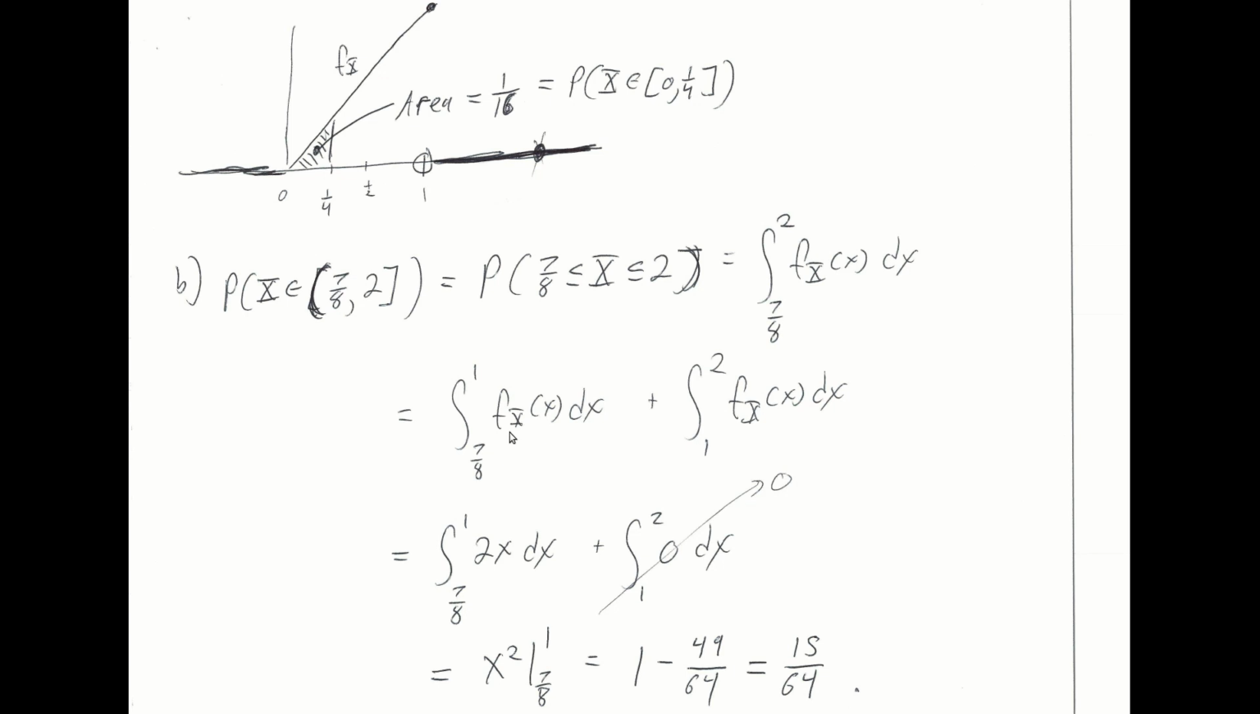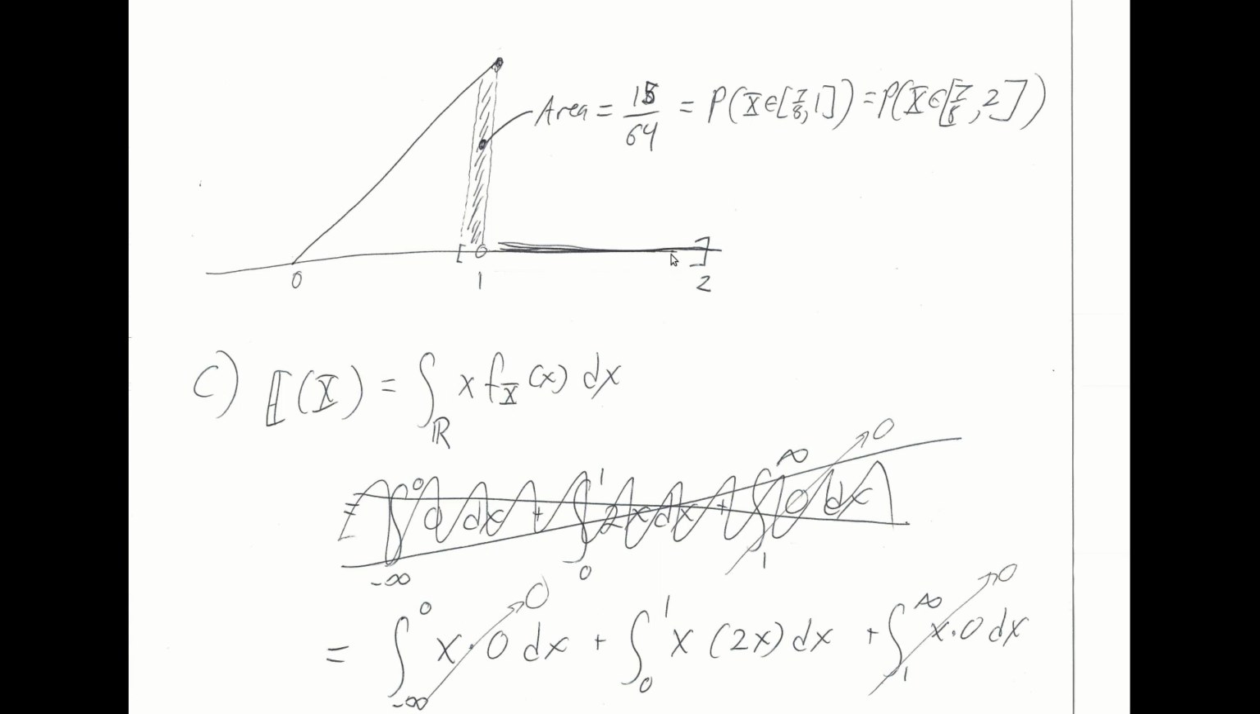And this allows me to say that between 7/8 and 1, my density function is always 2x, whereas between 1 and 2, my density function has value 0. Integrating 0 from 1 to 2 is just going to give me 0. I'm left with the integral of 2x. That antiderivative is x squared. I've got new limits of integration now, and I'm going to get 1 minus, this is 7 squared over 8 squared here, and with a common denominator it comes out to be 15 over 64.